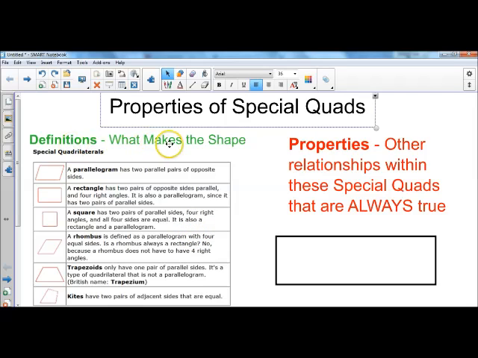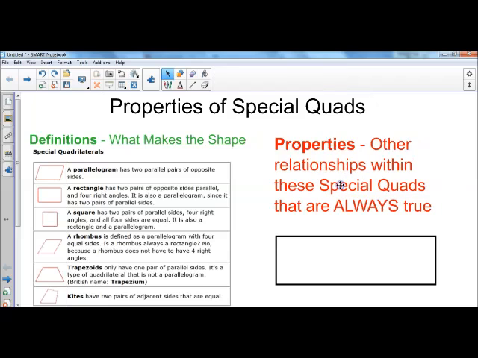The definitions are what makes a shape. If a shape has these features, then they are guaranteed. They are a parallelogram or a rectangle or a square. Those are definitions. Properties are other relationships within the special quadrilaterals that are always true, and that'll always kind of help us as well. Not only definitions, but other things that are always true.